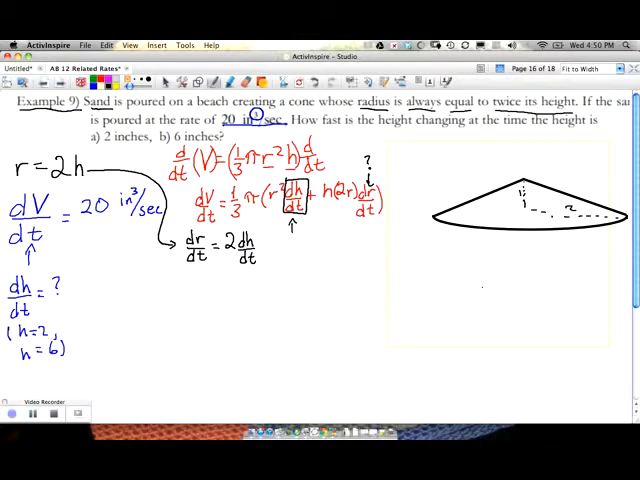Okay, now considering that, I can take this dr dt out and replace it with 2 dh dt. So I'm making a substitution there. Now let's plug some numbers in. So I'm going to plug in this dv dt equals 20. So we're going to start with that.